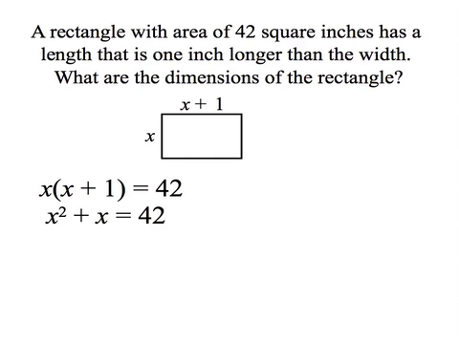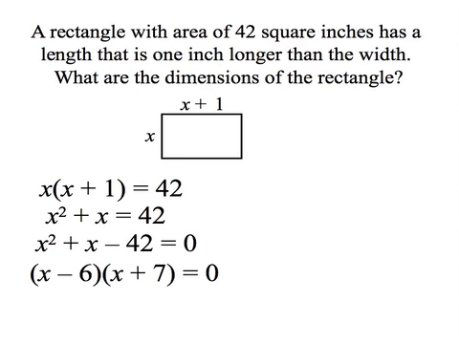And then we apply the distributive property and add negative 42 to both sides, and we have a quadratic equation that can be factored. X minus 6 and x plus 7. So we split that into two equations. Either x minus 6 is 0, therefore x is 6, or x plus 7 is 0, so x is negative 7. But of course, a negative number can't be the length of a rectangle, so we cross out the negative 7, and so our answer for x is 6.